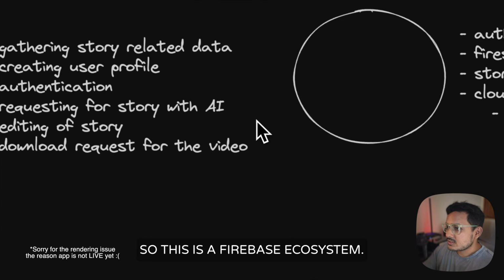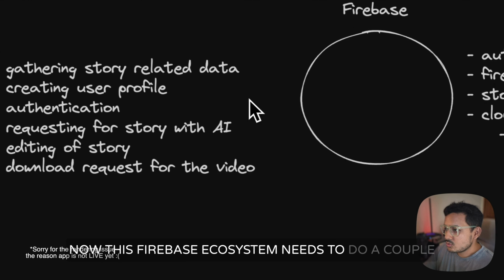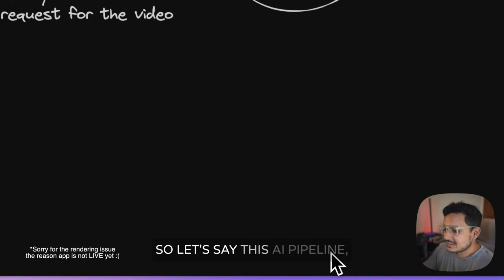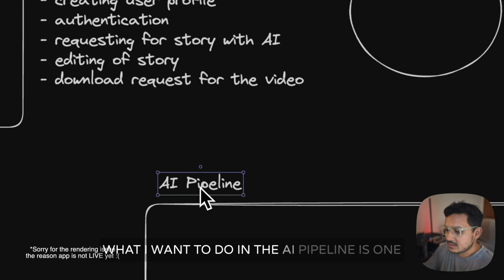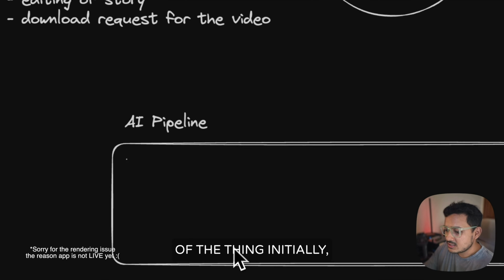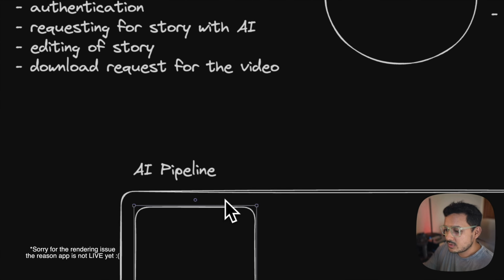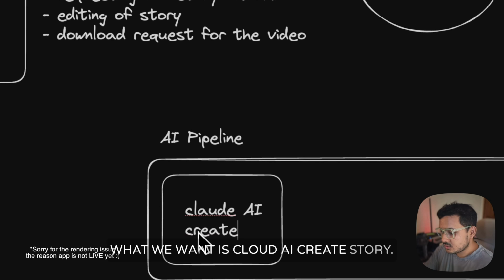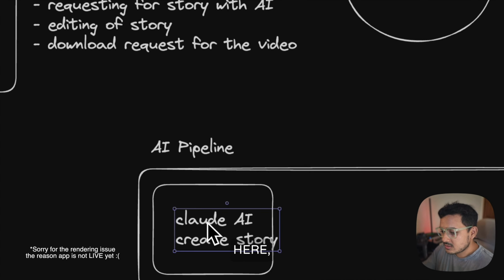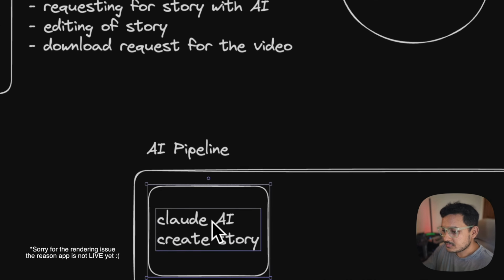So this is the Firebase ecosystem. Now this Firebase ecosystem needs to do a couple of things. So let's say this is the AI pipeline. What I want to do in the AI pipeline initially, when the user requests, is Claude AI creates the story. So here Claude will create a story.